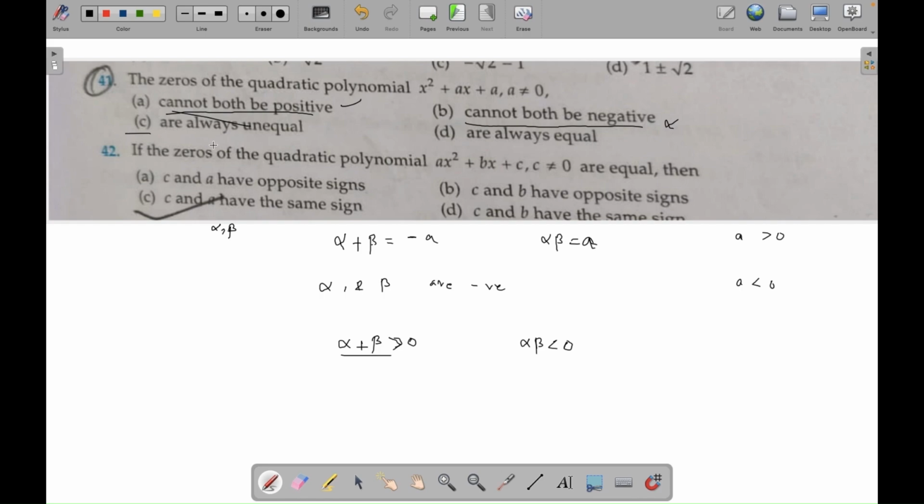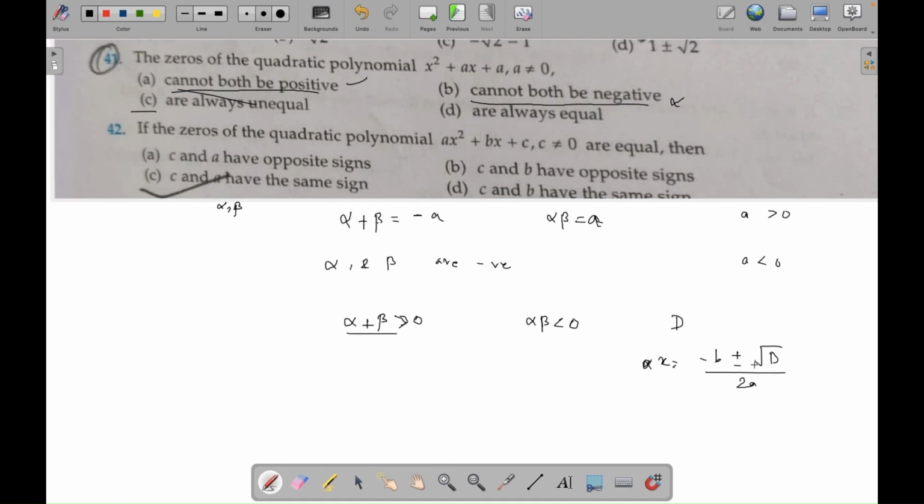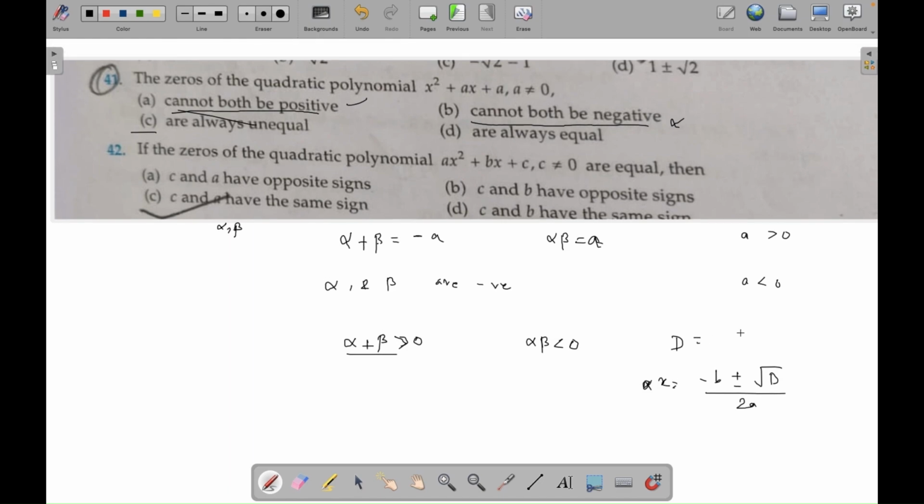For C and D, it says are always unequal or are always equal. So when you have this question, are always unequal or are always equal, just calculate D. Why? Because the roots are x is equal to minus b plus minus root of D upon 2a. If this D is 0, then both the roots are equal. If D is not 0, then both the roots are unequal. So just find D. What is the value of D? D is a square minus 4a. It can be 0 or it cannot be 0.